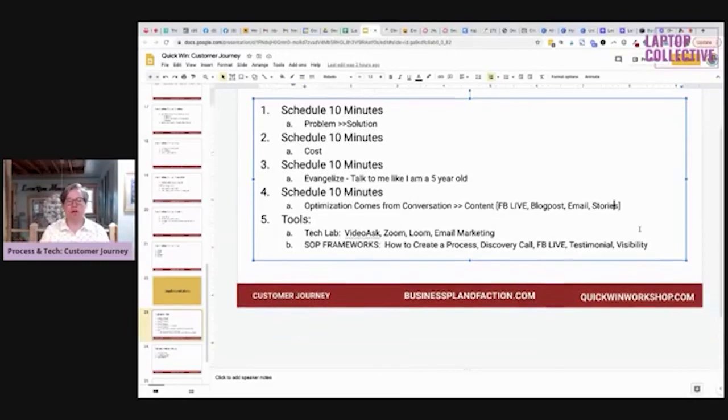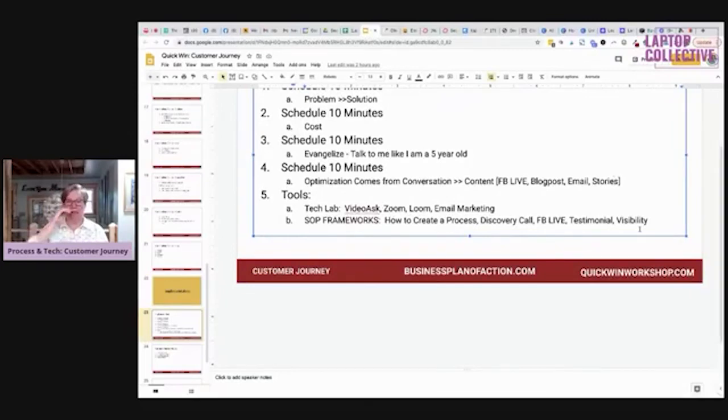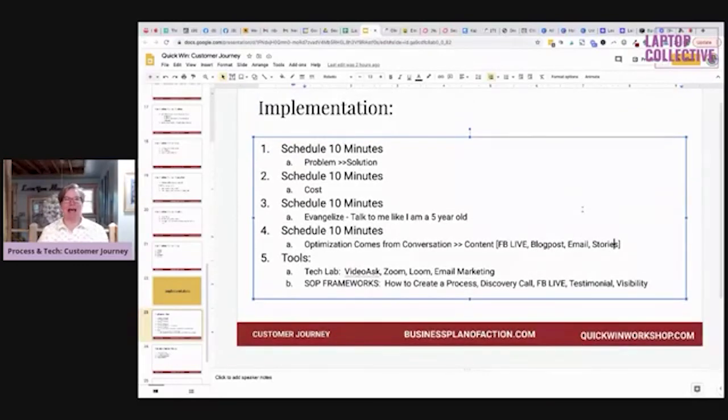So I want to give you some concrete tools and resources that many of you, I know everybody in here has Tech Lab, some have SAP frameworks. So in order to accomplish the task of really digging into your customer journey inside of Tech Lab, here are some recommended resources that I suggest that you go with.